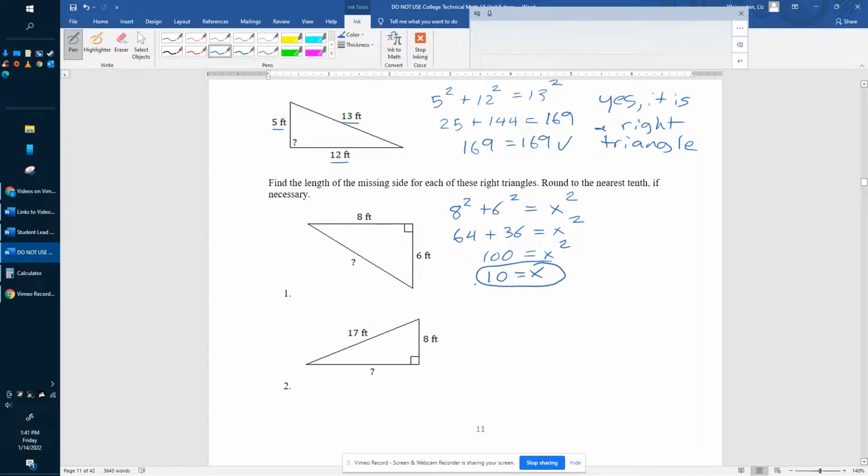Now when we take the square root in geometry, you never have to worry about the negative. It's always going to be positive. Lengths are always positive in geometry.